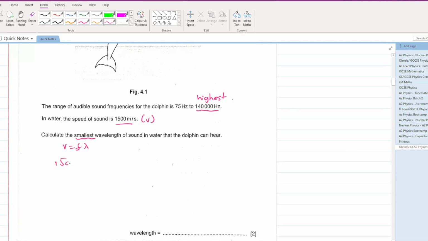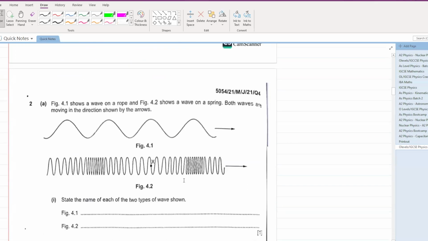V is 1500. What is your f? 140 thousand, and lambda is here. 1500 divided by 140,000 is equal to your lambda. Let's calculate your lambda. 1500 divided by 140,000 comes out to be 0.011 meters. That is your lambda. Simple. Let's move on to the next question.